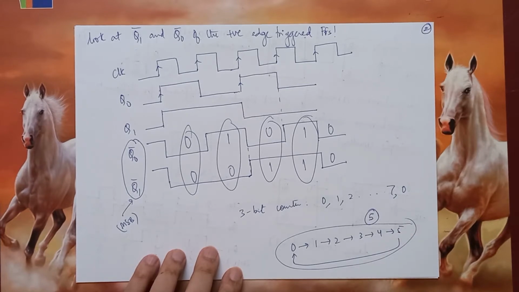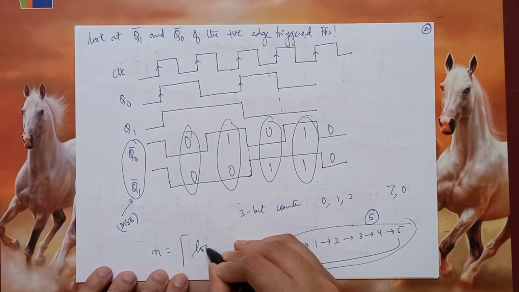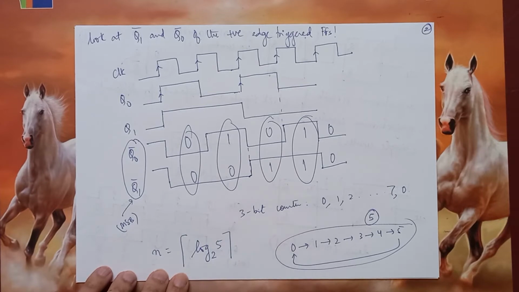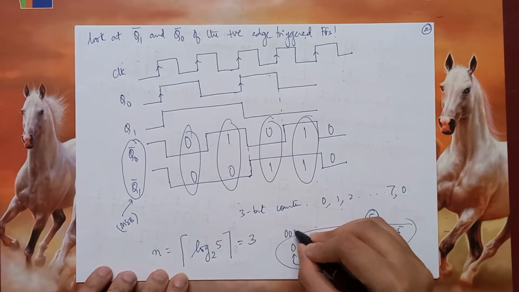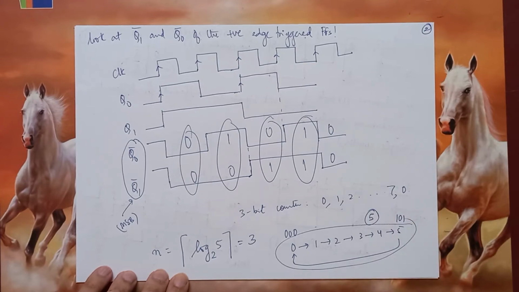So the next question is, how many flip-flops will I need? As we had established a relation, the number of flip-flops is the ceiling function of the log of the count to the base 2, and that you get as 3. Because 0 is 0 0 0 and 5 is 1 0 1. So you still need 3 flip-flops. That is 3 bits of counting, 1 flip-flop for every bit.